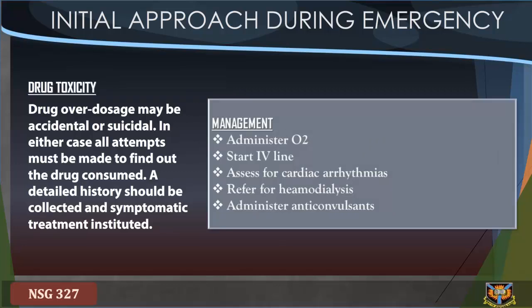Drug toxicity. Drug overdosage may be accidental or suicidal. In either case, all attempts must be made to find out the drug consumed. A detailed history should be collected and symptomatic treatment instituted. A common case of drug poisoning is lithium toxicity. The symptoms include drowsiness, vomiting, abdominal pain, confusion, blurred vision, acute generalized convulsion, oliguria, and death.